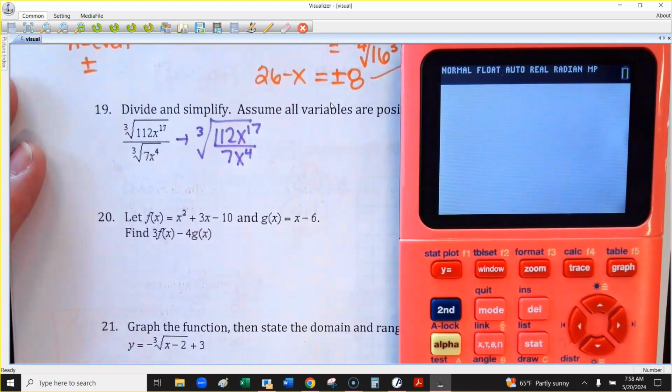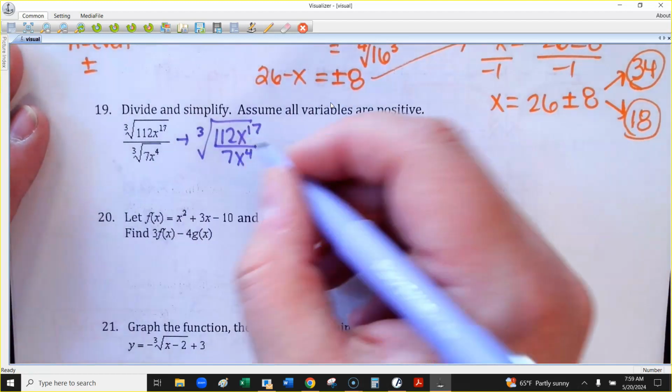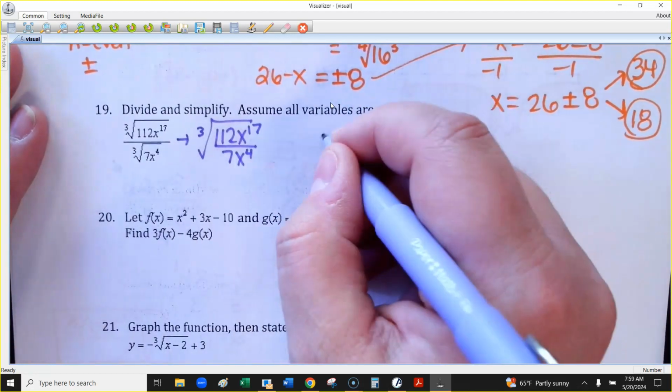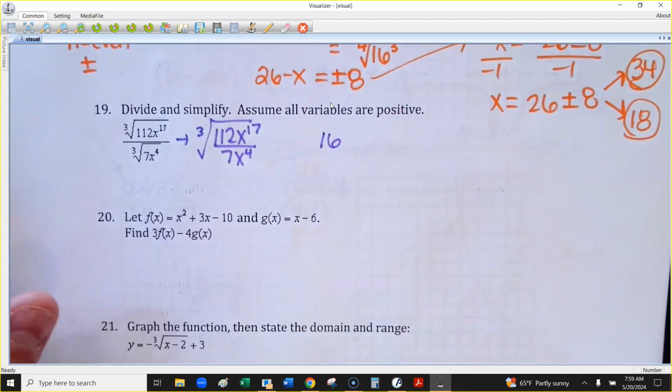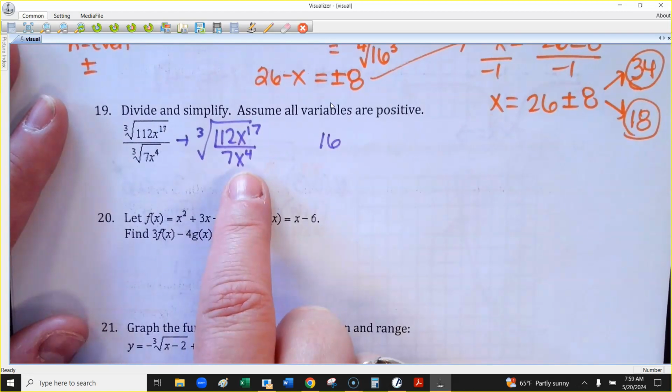So I'm going to take 112, I'm just going to see if that's divisible by 7. It probably is. It is. Okay, so if I take 112 divided by 7, I get 16. All right, now just exponent properties here. Where do you have more x's, the top or the bottom? How many more?